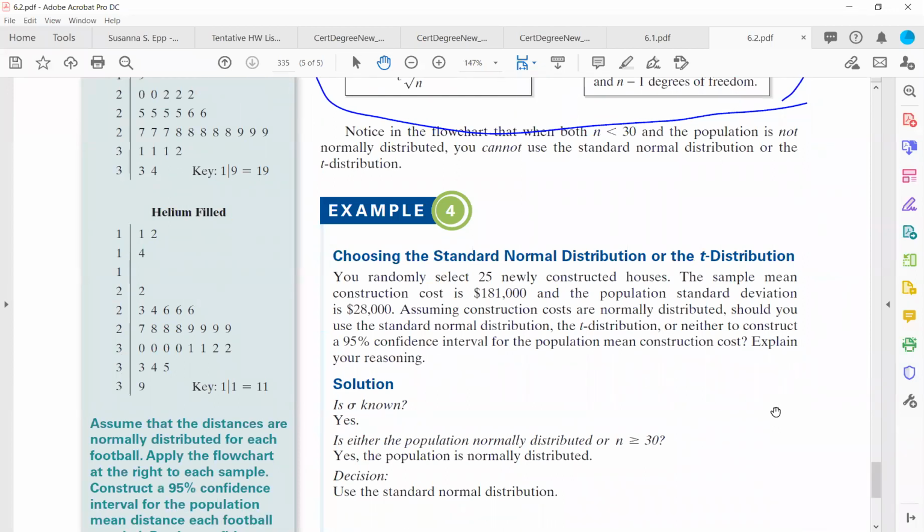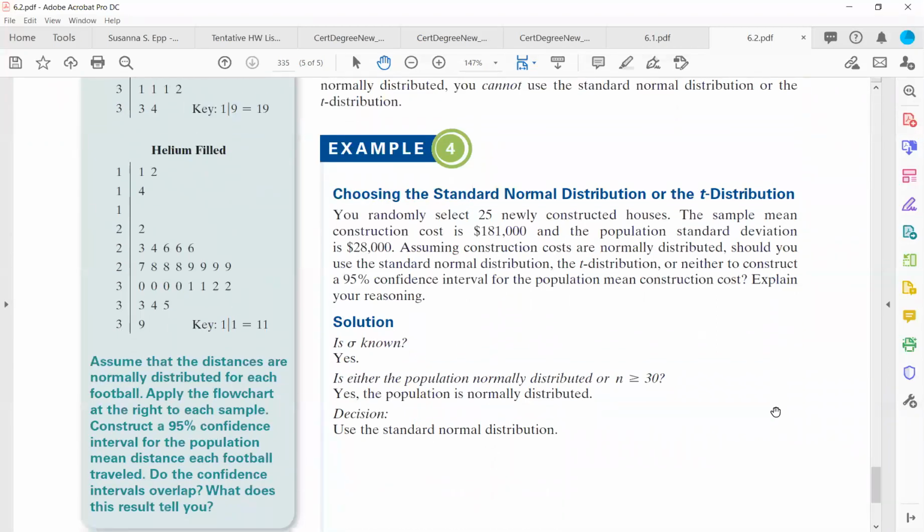Take a look at example 4, choosing the standard normal distribution or the T distribution. You randomly select 25 newly constructed houses, so N is 25. The sample mean construction cost is $181,000, and the population standard deviation is $28,000.